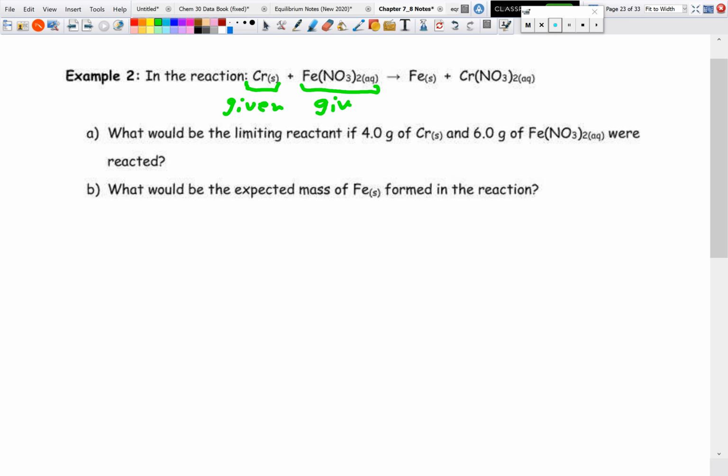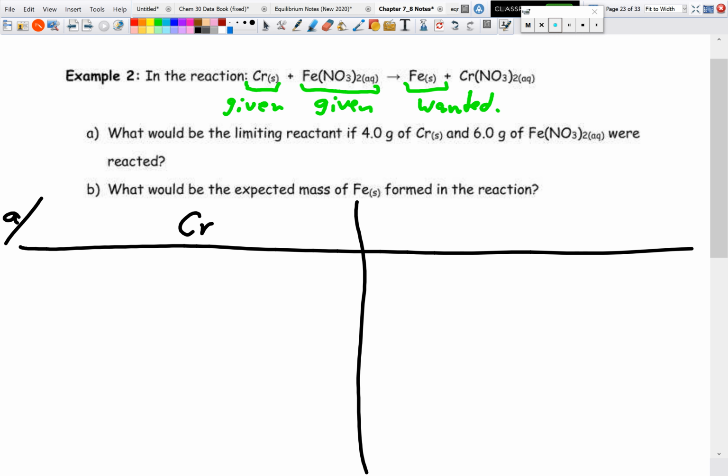In this case, I'm not going to rewrite the balanced chemical equation because it is given, and this is our wanted for part B. So we can just put the two of these together. Basically for part A, we don't need to start off with our balanced chemical equation. We can jump straight into the calculations. Our two given substances are chromium and iron(II) nitrate. We have 4 grams of chromium and 6 grams of iron(II) nitrate.